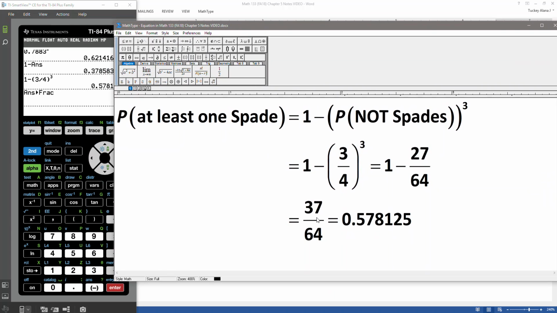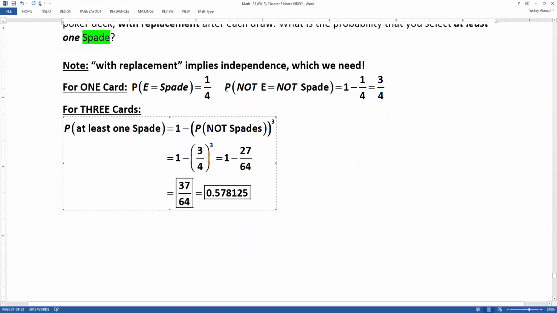All right, so these are the answers. Again, we're taking the probability of one trial first, figuring that out, and then we're using that probability here for 3 trials. In particular, we're using the probability of not E, or not spade, and then raising it to the third power and then subtracting from 1.